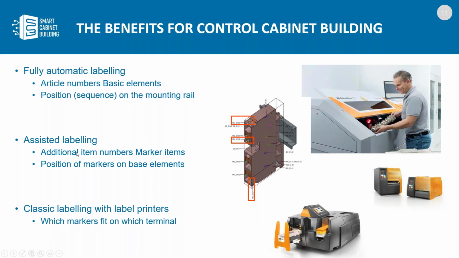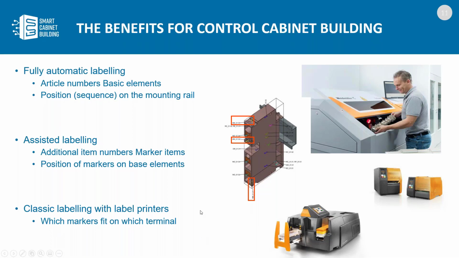If you do an assisted labeling, so not the labeling and the marking with the assembly, so if you do it manually or with an assisted workplace, then you additionally need the item numbers of the marker items. So which article has to be placed where. The position is also defined, coming from E3, and then you can see in your assisted system on the monitor where you have to plug which marker.